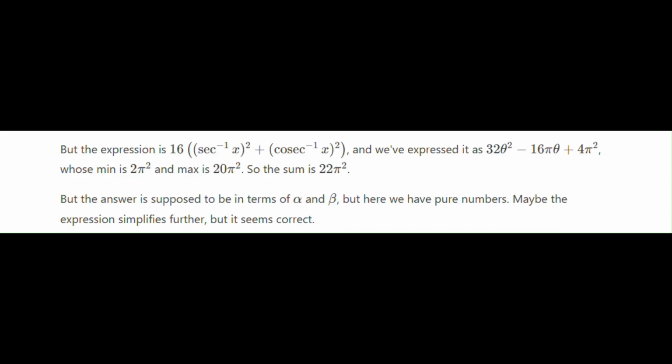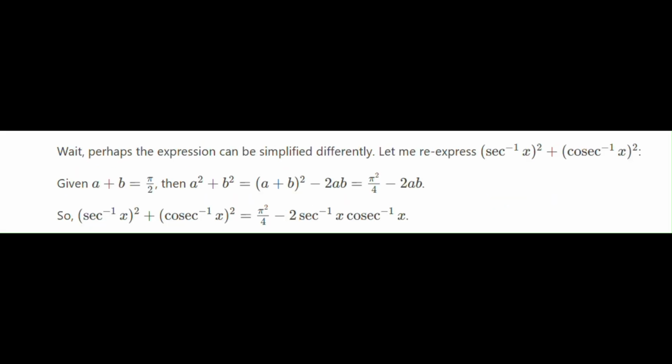But the answer is supposed to be in terms of alpha and beta, but here we have pure numbers. Maybe the expression simplifies further, but it seems correct. Wait, perhaps the expression can be simplified differently.